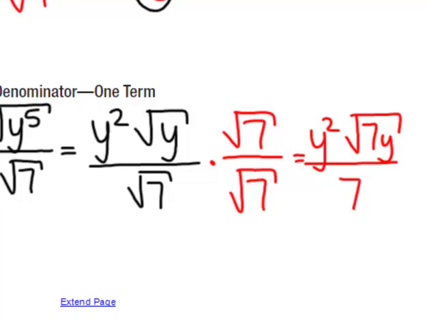Before we're done, make sure that you can't simplify. Y squared and 7 don't have anything in common, so we can't simplify those. Make sure you don't simplify the 7 on top and the 7 on bottom, because one is inside the square root and the other is not. And then the last thing to check, can you do anything with the square root of 7y? And because we can't take anybody out, we're finally done.